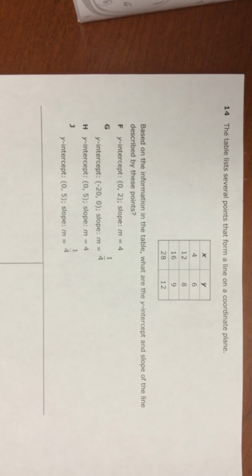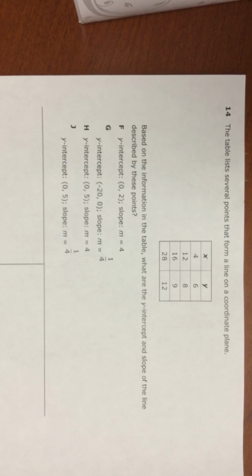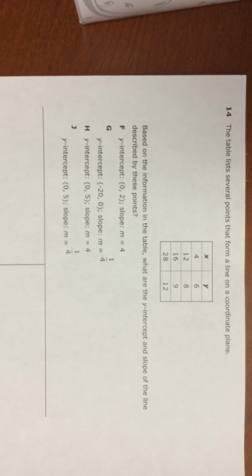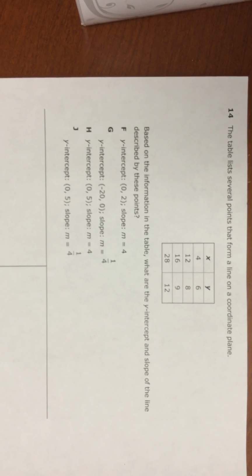14. The table lists several points from a line on a coordinate grid. Based on the information in the table, what are the y-intercept and slope of the line described by these points? F. The y-intercept is (0, 2), and the slope m equals 4.